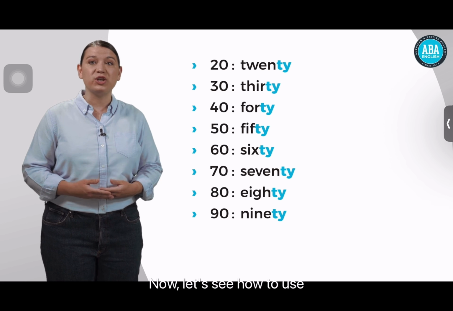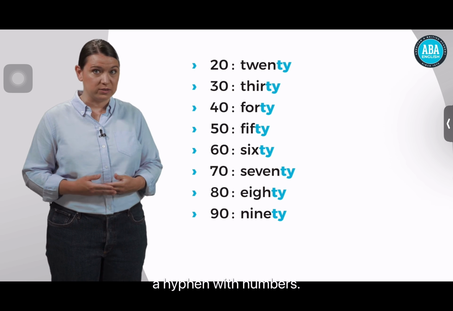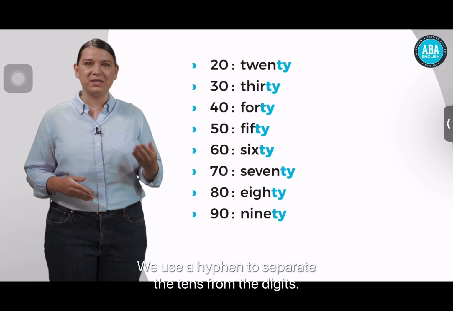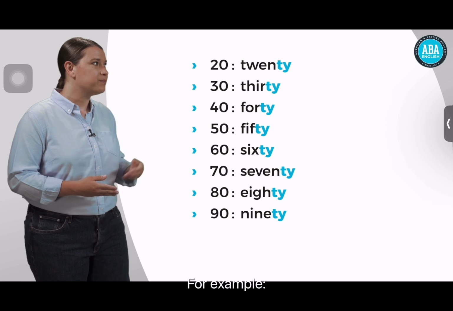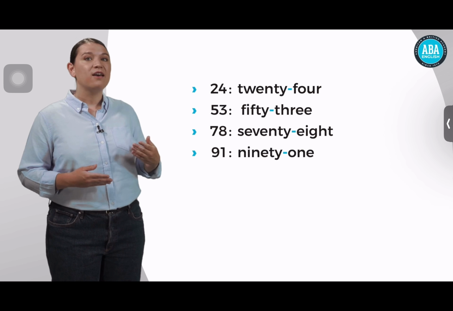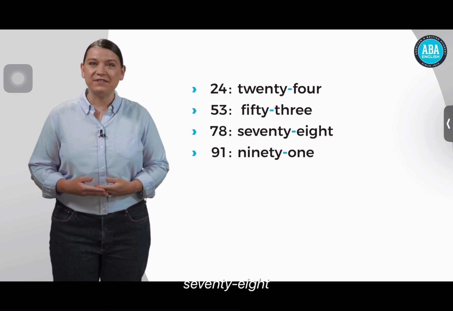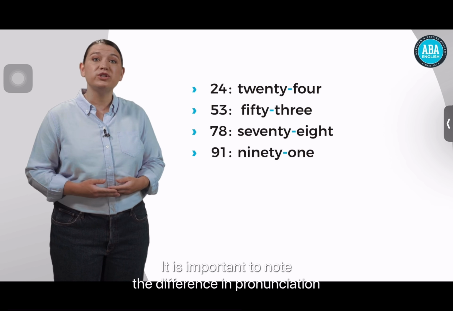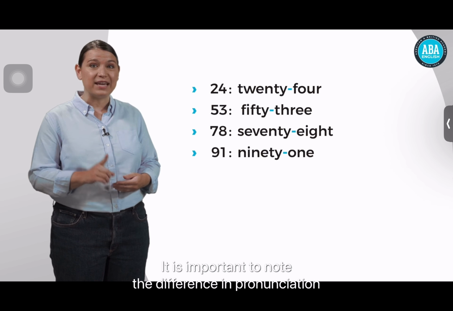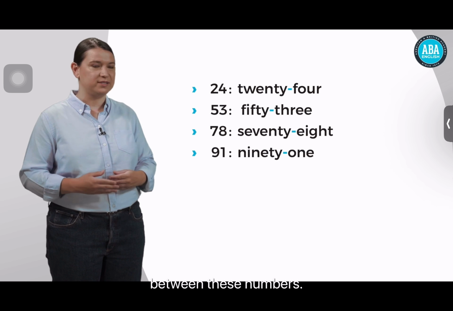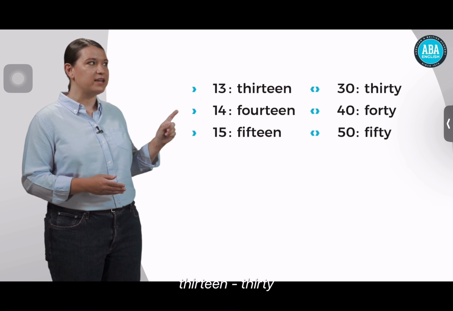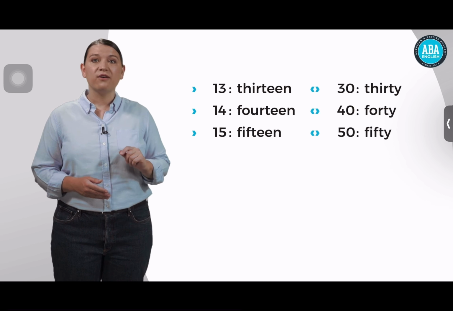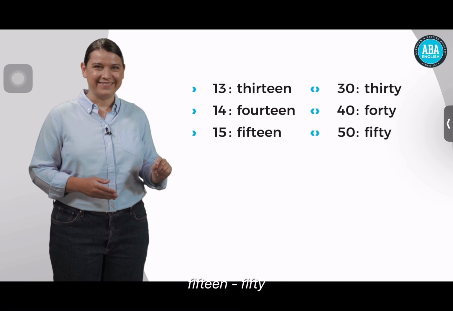Now let's see how to use a hyphen with numbers. We use a hyphen to separate the tens from the digits. For example, 24, 53, 78, 91. It is important to note the difference in pronunciation between these numbers: 13, 30, 14, 40, 15, 50.